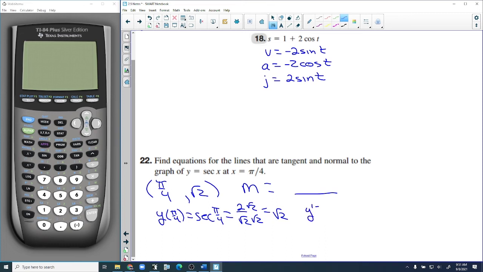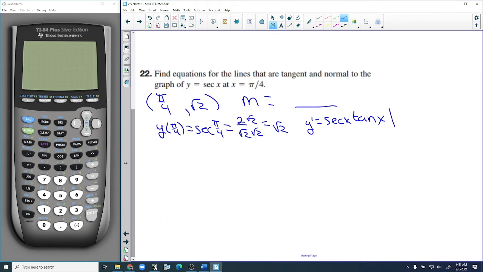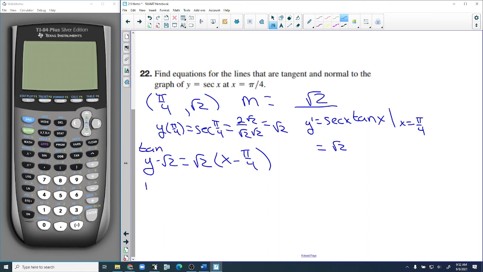So y prime is equal to secant tangent, and evaluate that when x is pi over 4. So secant of pi over 4, we already decided square root of 2, but the tangent of pi over 4 is 1. So this is also going to be square root of 2. Y minus square root of 2 is equal to square root of 2 times x minus pi over 4. There's the tangent line and the normal line. Y minus square root of 2 is negative 1 over square root of 2, x minus pi over 4. You can rationalize that one if you want, but it's not really necessary.